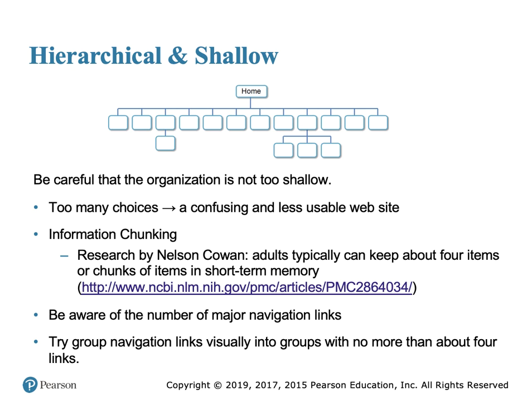When you are designing a hierarchical organization, you want to make sure that the organization is not too shallow. Too many choices lead to a confusing and less usable website. You want to use information chunking. Research shows that adults typically can keep about 4 items or chunks of items in short-term memory. So you want to be aware of the number of major navigation links and try to group navigation links visually into groups with no more than about 4 links. In this example, the hierarchy is way too shallow.